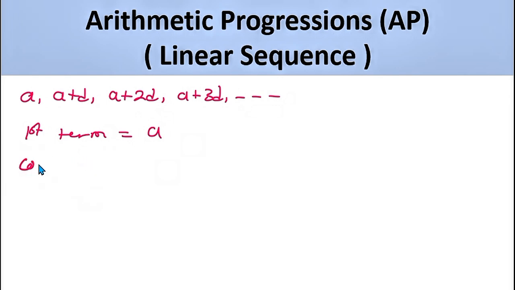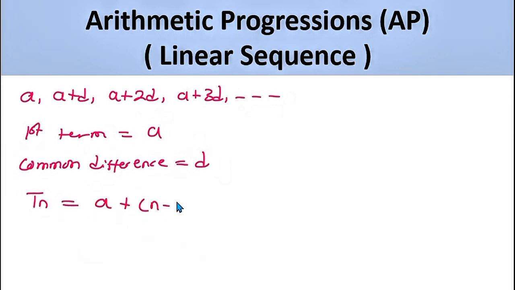We can call this common difference D, and the nth term is given by the expression Tn equals A plus (n minus 1) times D. Now this given expression helps us to find the first term, the common difference and the nth term of any arithmetic progression. Right, so let's take a look at examples.